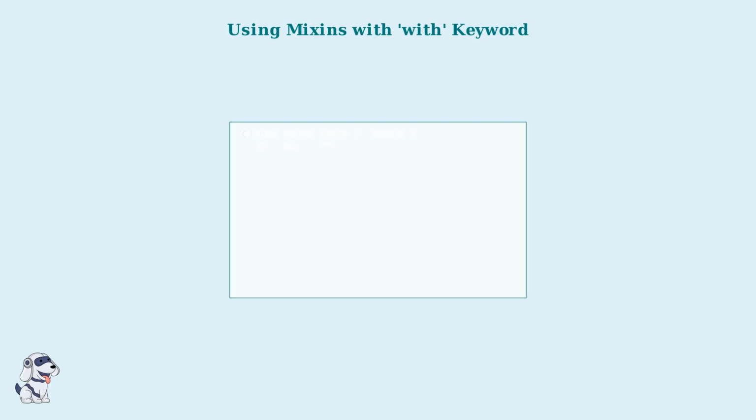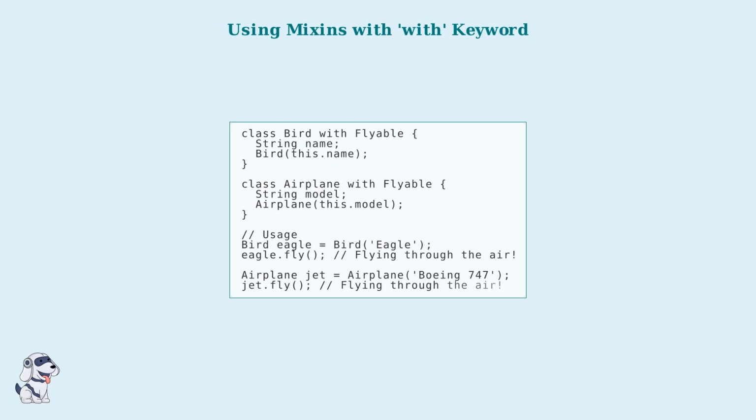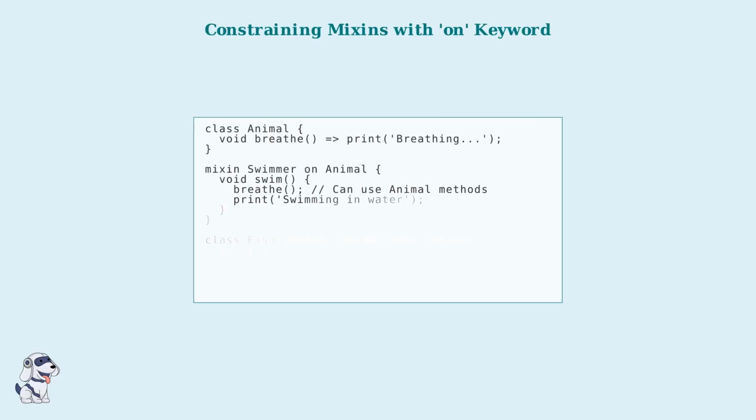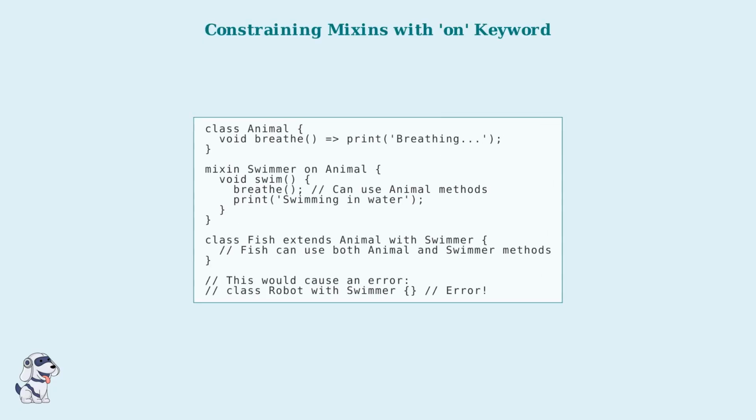To use a mixin, we use the with keyword after the class name. Here, both bird and airplane classes get the flying functionality from the flyable mixin, even though they're completely different types of objects. The on keyword lets you constrain which classes can use a mixin. Here, the swimmer mixin can only be used by classes that extend animal. This ensures the mixin can safely call methods from the animal class.